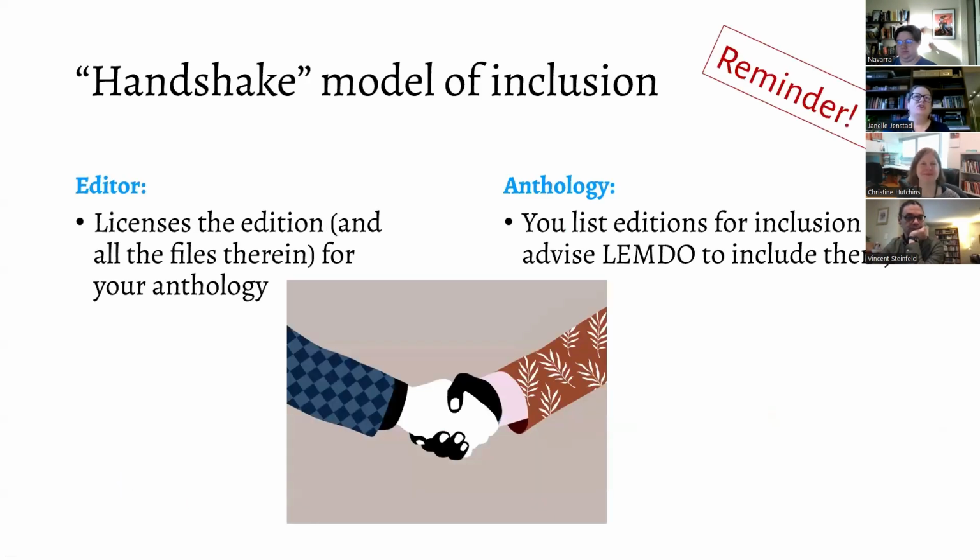Remember that we have a handshake model of inclusion. So we saw a version of this slide last month when we were talking about what editors need to do in order to get their editions ready for publication. So the editor licenses the edition and all the files therein for your anthology. And then you, as anthology lead, list editions for inclusion or advise LEMDO to include them, right? So this time we're talking about the other side of the handshake.